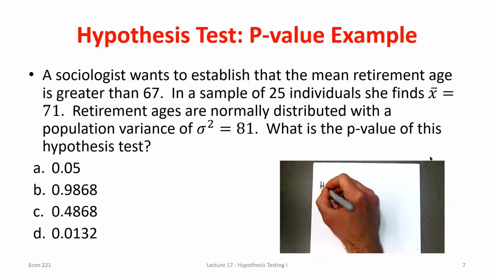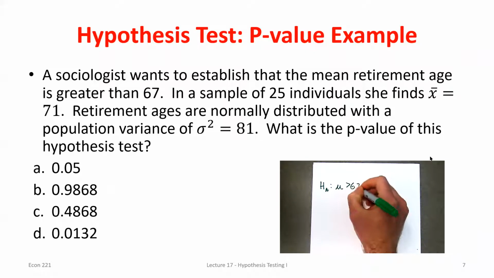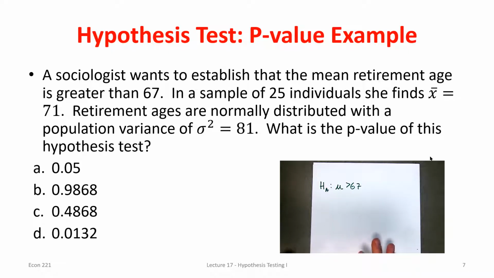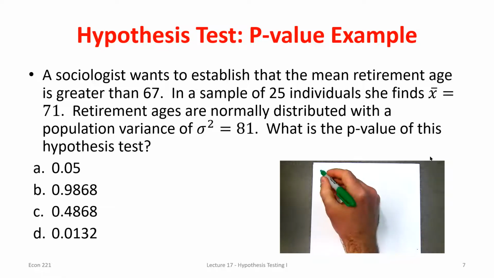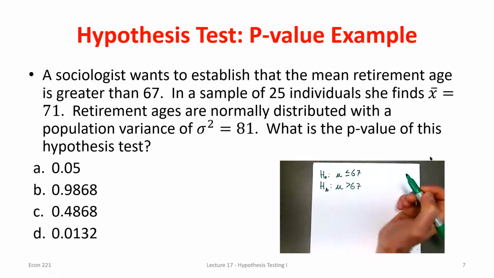What we want to test for is our alternative hypothesis. And what we're trying to test is that the true mean is greater than 67. So that's your first step. Reading the problem, if you want to test for this, you just identified your alternative hypothesis. Next step, the null is just the exact opposite, or the complement, so we assume that the true mean is less than or equal to 67.